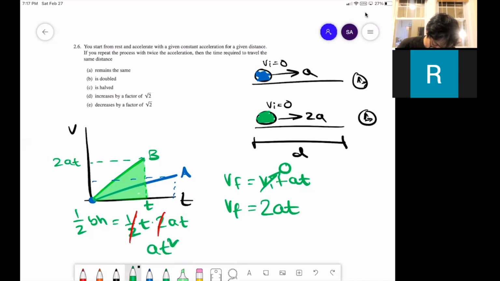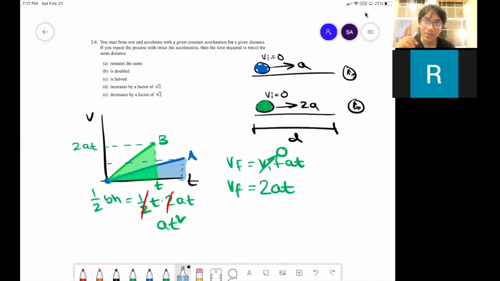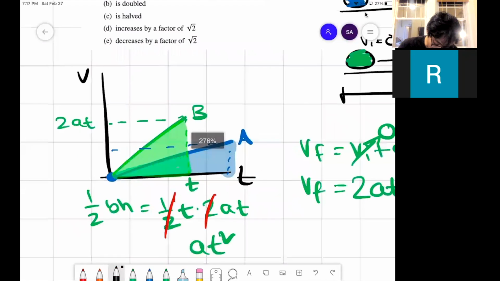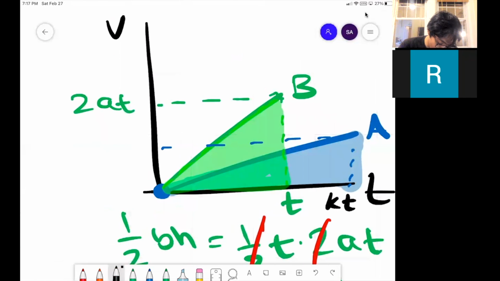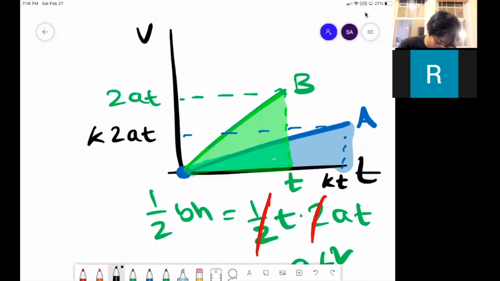How about under this blue graph? What's the area under this blue graph? Well, that's not too bad. I don't know what my time is. I don't know what my velocity is. But we can use something to our advantage. We know that area has to equal this one. So let's say that this is some kt. We know it's going to be some multiple of my other time. So this is going to be kt, and this is going to be k2at, if you will entertain me on that thought.